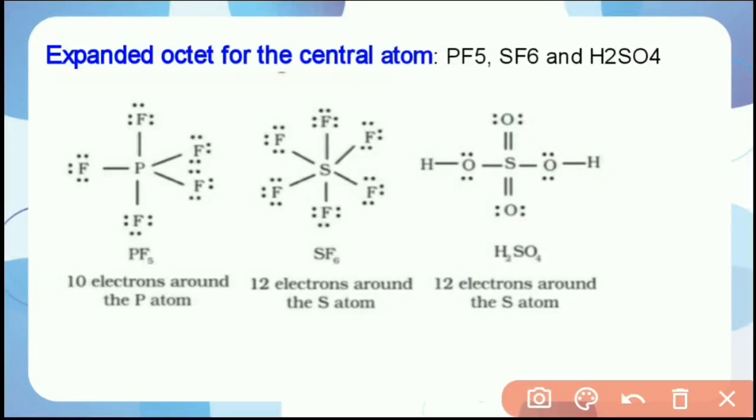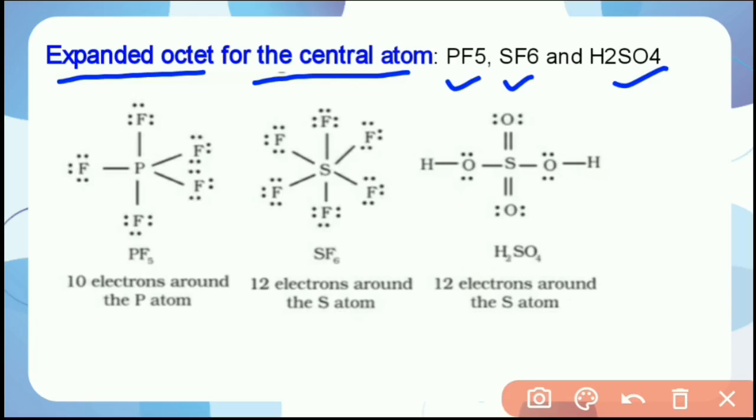The next exception is expanded octet for the central atom. Elements beyond the third period of the periodic table have, apart from the 3s and 3p, 3d orbitals available for bonding. In a number of compounds of these elements, there are more than 8 valence electrons around the central atom, and this is termed an expanded octet. The octet rule does not apply in such cases. For example, phosphorus pentafluoride, sulfur hexafluoride, and sulfuric acid. In all these molecules, the central atom has more than 8 electrons.